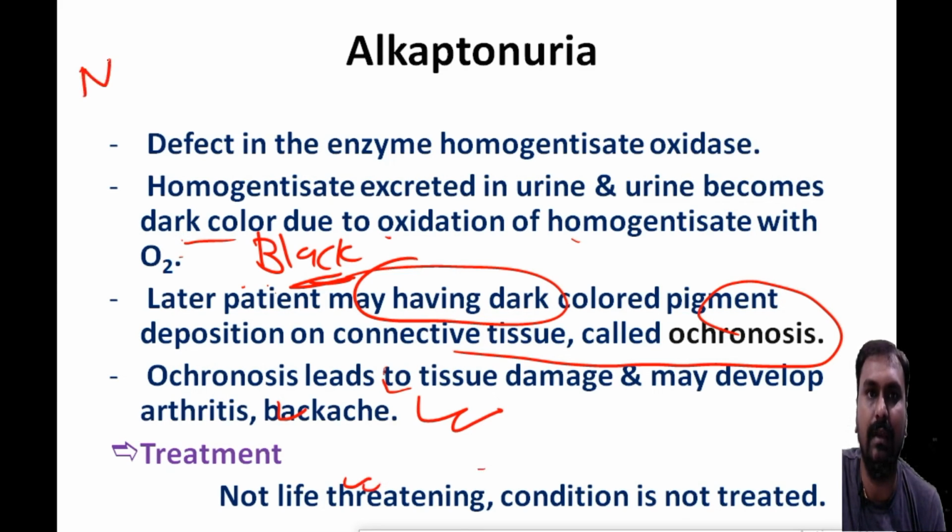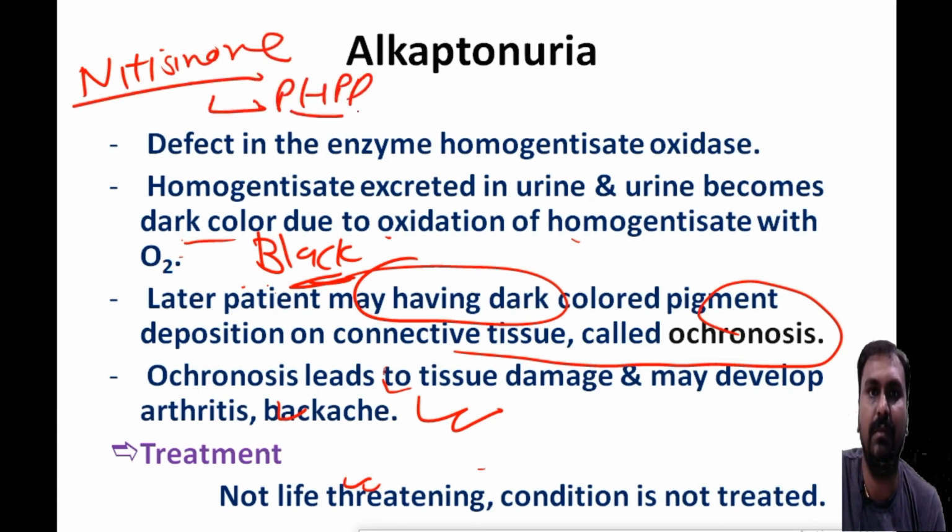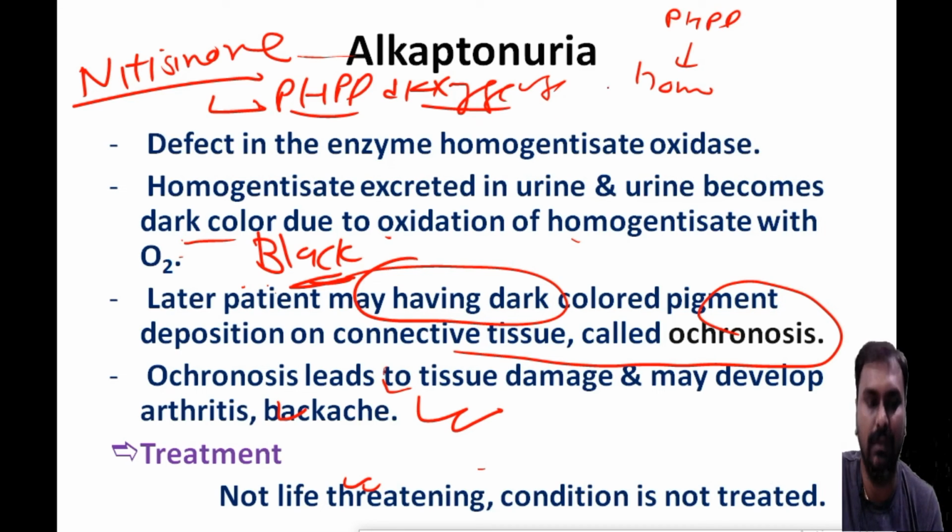Now, one drug is there, which is nitisinone. What will this do? It inhibits PHPP dioxygenase. PHPP is converted to homogentisate by this PHPP dioxygenase. If this enzyme is inhibited, homogentisate is not produced, so it will be helpful in that patient. Okay.